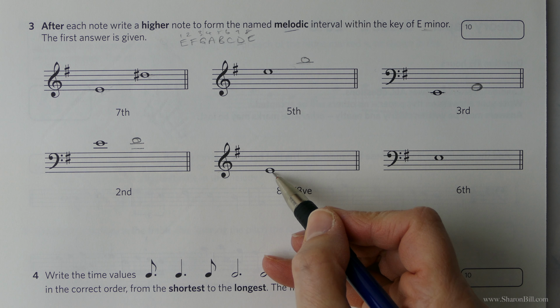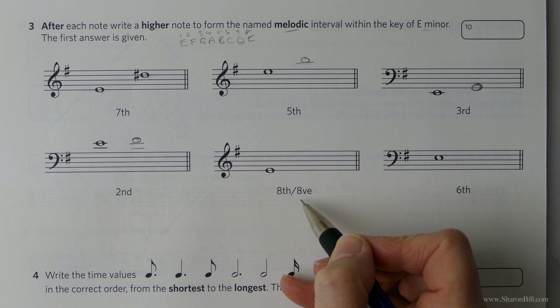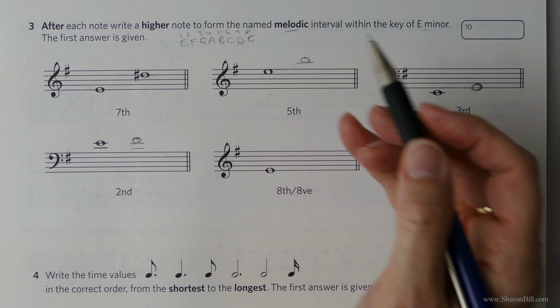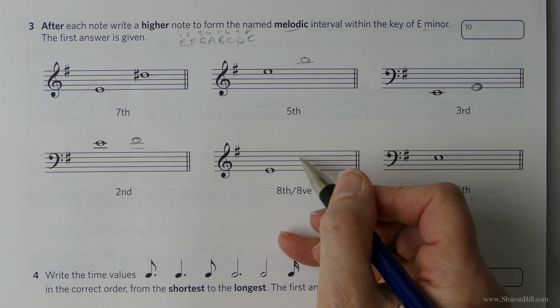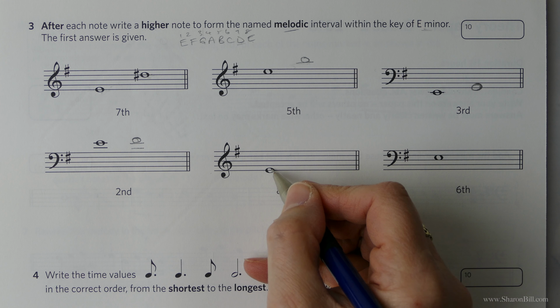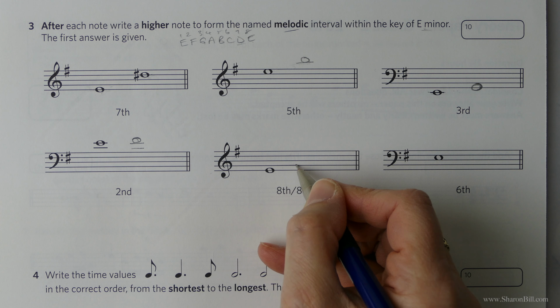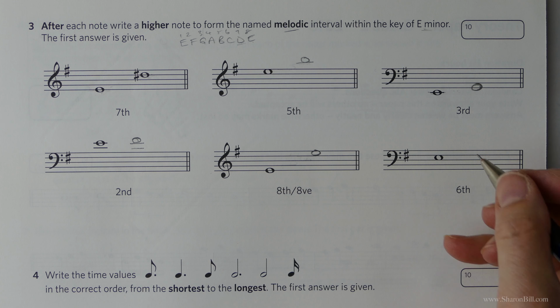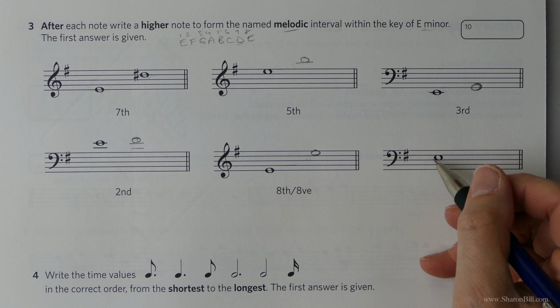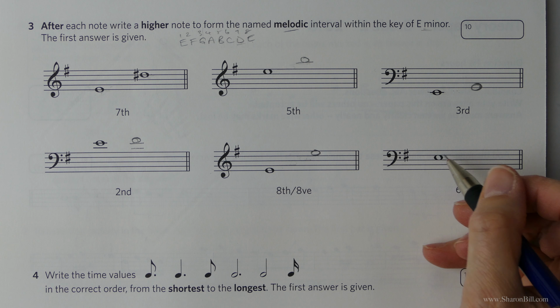Now here we have an E and we need to write an octave, which of course will be E, but we need to make sure we're in the correct octave, only 8 steps away. 1, 2, 3, 4, 5, 6, 7, 8. There's our octave. So let's now count from this lower E in the bass clef.